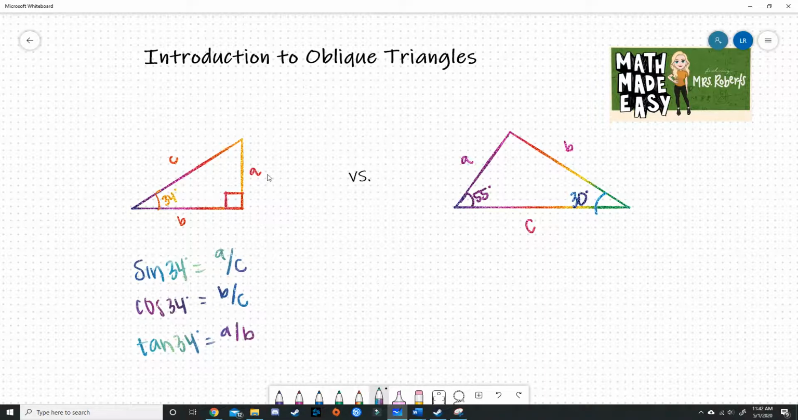over adjacent. And if we had any one of those, A, B, or C, all we needed was one side length, then we could solve the entire triangle and figure out the other side lengths. So it was super cool, and it made it really easy to solve for these side lengths. Now, that only worked for right triangles.